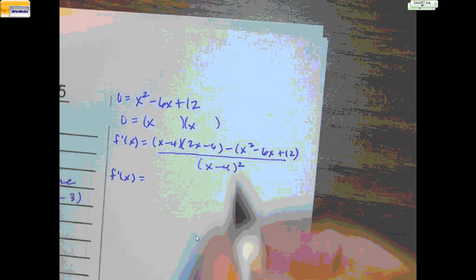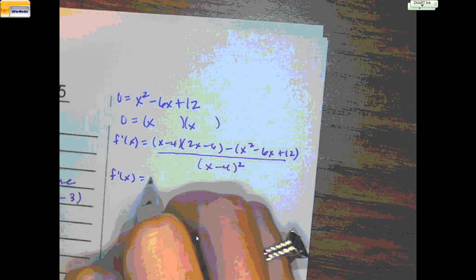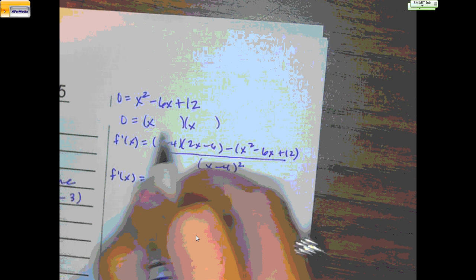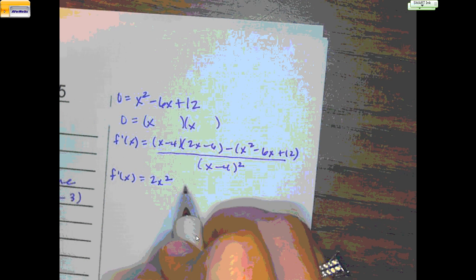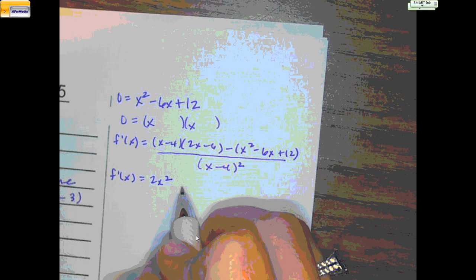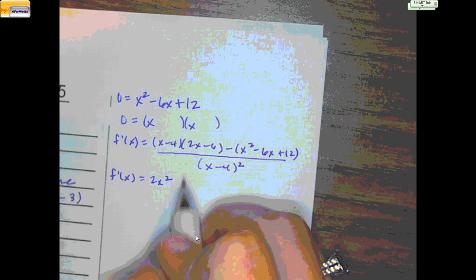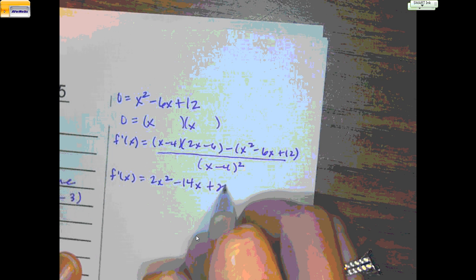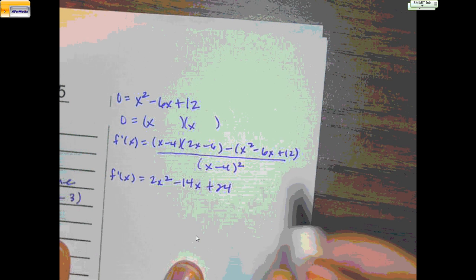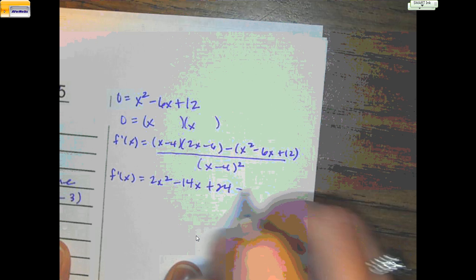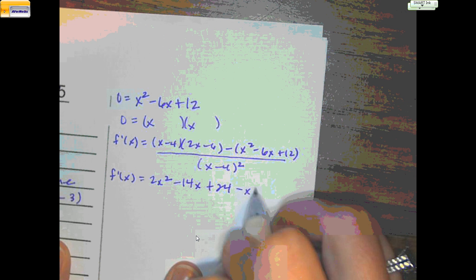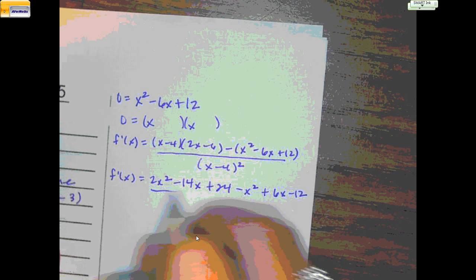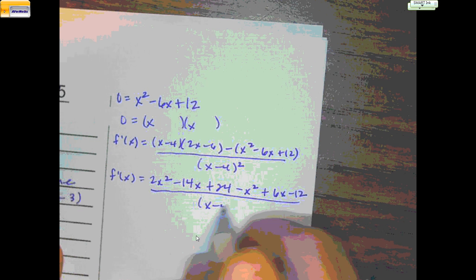On the top, we need to FOIL. So we get first terms are 2x squared. Outer terms are negative 6x. Inner terms are negative 8x. So that should give us, what did I say, 6 and 8, so negative 14x. Last term should be positive 24. Distribute your negatives, so we have minus x squared plus 6x minus 12. All of that over x minus 4, the quantity squared.